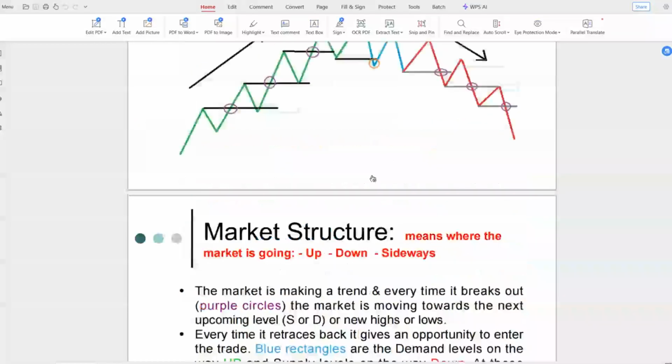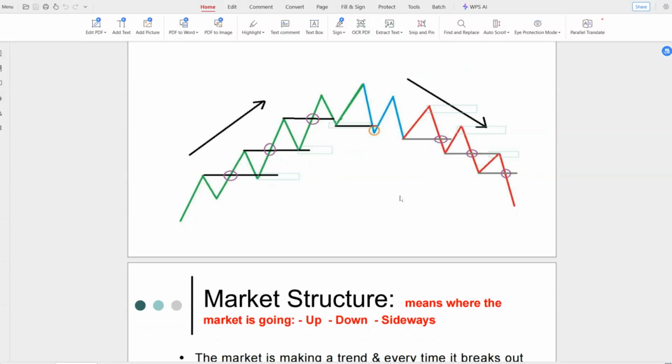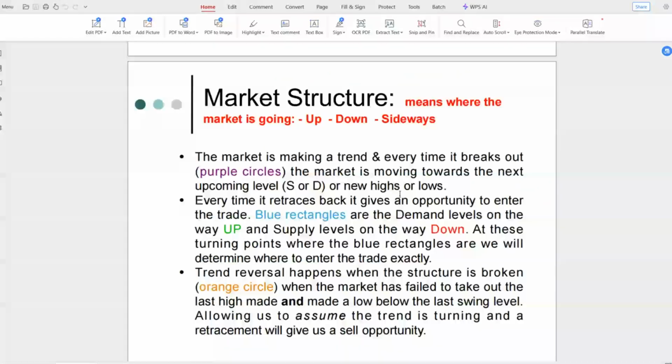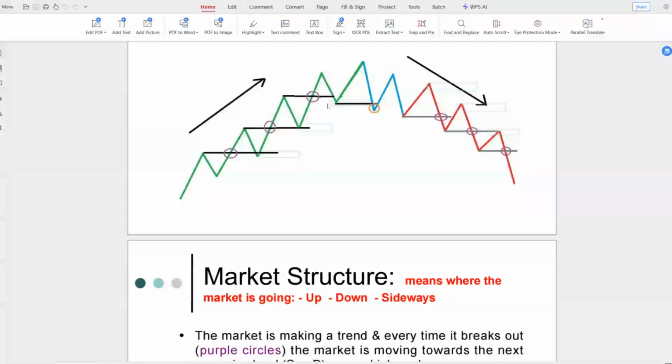So we have the up wave here, as you can see, green, and then this is the change happening here, and then this is the downwards trend continuing in red. Okay, and a trend reversal happens when the structure is broken, and that structure, like I said, you have to figure it out. The last high must fall and break that main swing on your time frame. Okay, and that's what's going to give you the signal that the market may be changing.